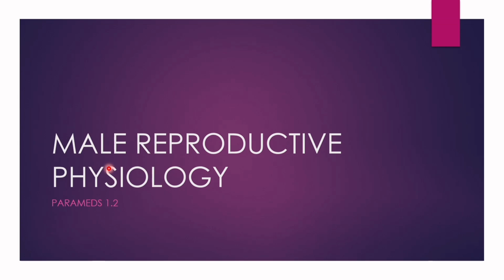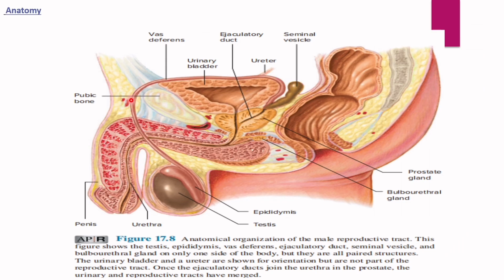We're going to talk about the male reproductive physiology. First of all, we should just appreciate the anatomy: the site of sperm production, which is the responsibility of the male reproductive system, occurs in the testes. The testes are enclosed in the scrotum. The testes, specifically the seminiferous tubules of the testes, are responsible for sperm production.